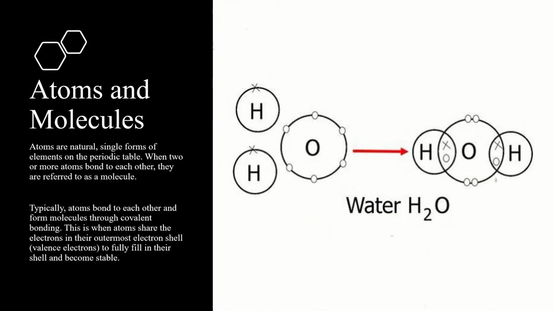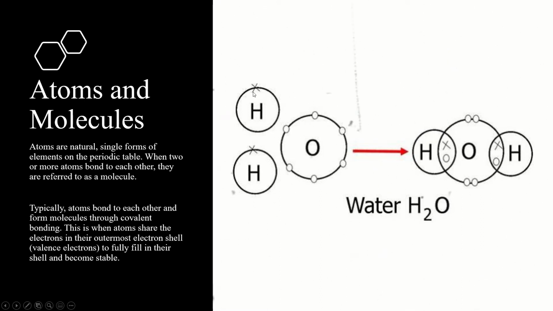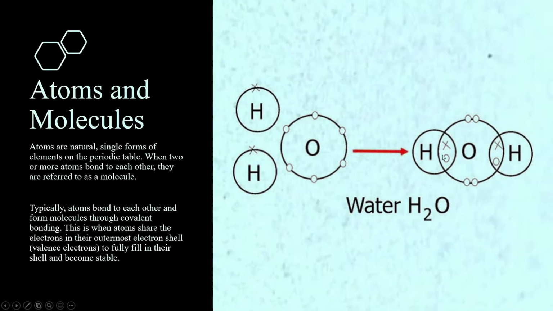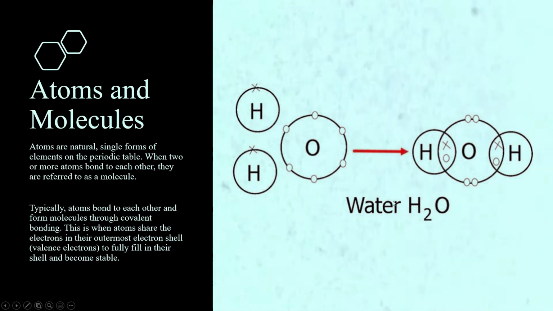In the diagram to the right, we have oxygen, which has 6 valence electrons and it wants a total of 8. Hydrogen has 1 valence electron each. So if the oxygen bonds to the 2 hydrogens, all 3 will be happy and have full valence electron shells, and this is essentially water.